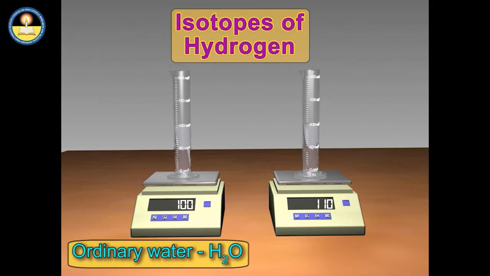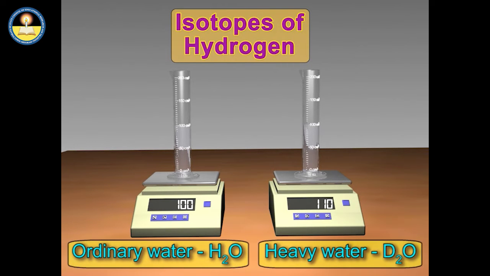Water containing deuterium is referred to as heavy water. 100 cubic centimeters of water has a mass of 110 grams.